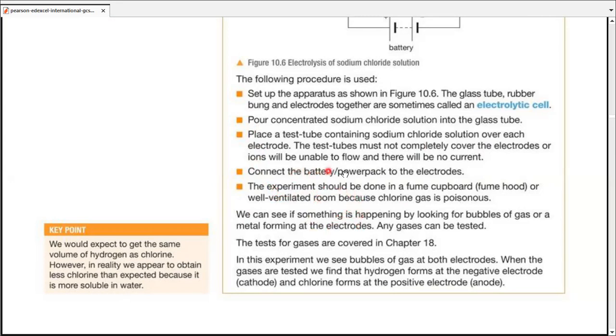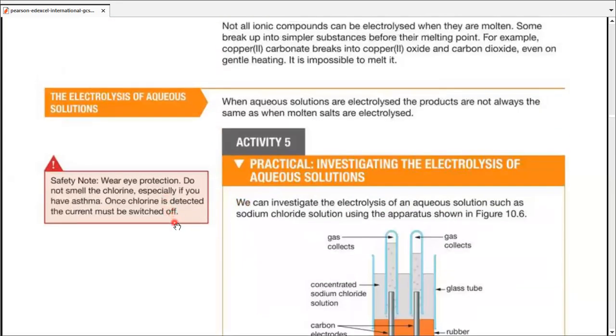Moving on, connect the battery or the power pack to the electrodes. The experiment should be done in a fume cupboard or fume hood or in a very well ventilated room because chlorine gas is poisonous. Also, since the hint is mentioned here, we do tell the students, if you perform this experiment, as soon as you see the pale green gas or the bubbles, do not keep the switch on for a longer duration of time.